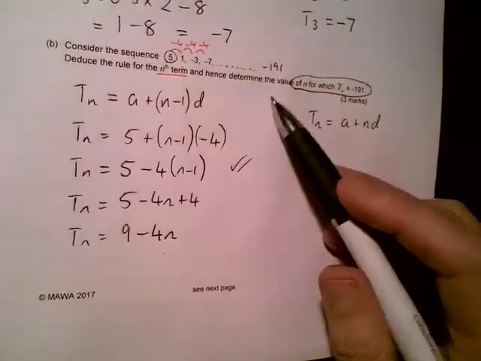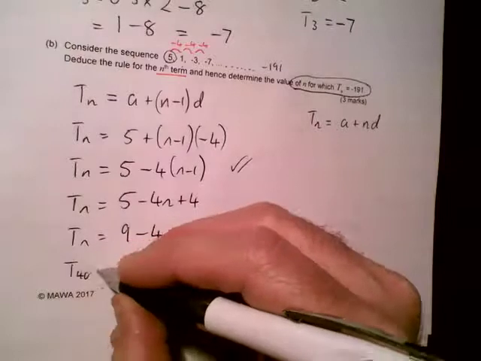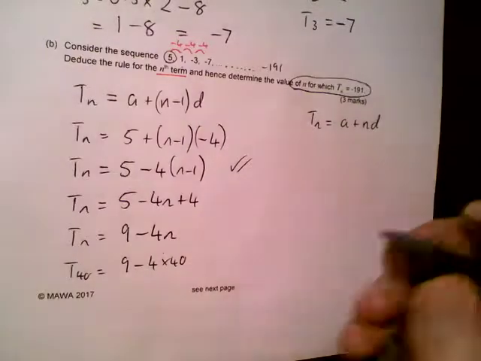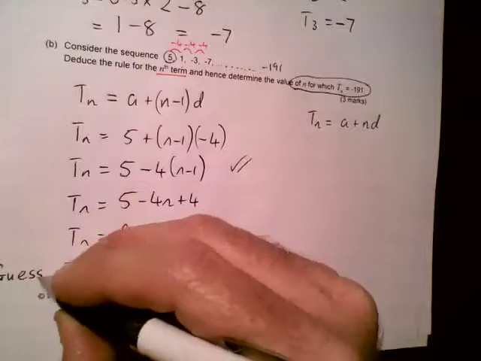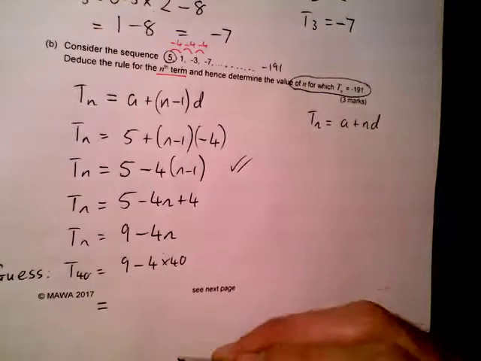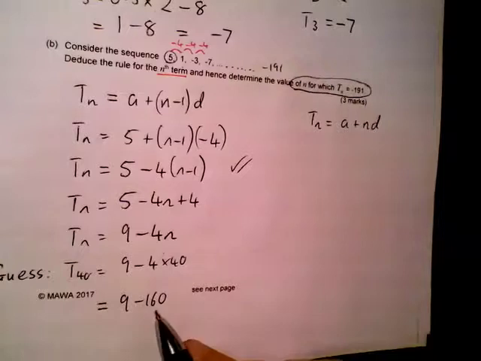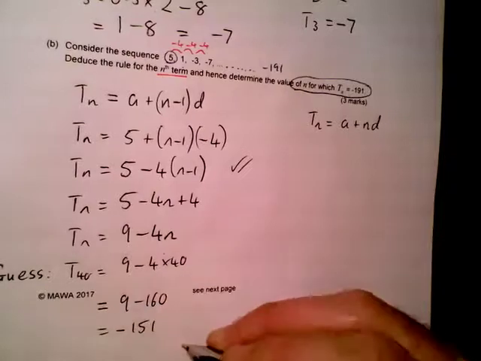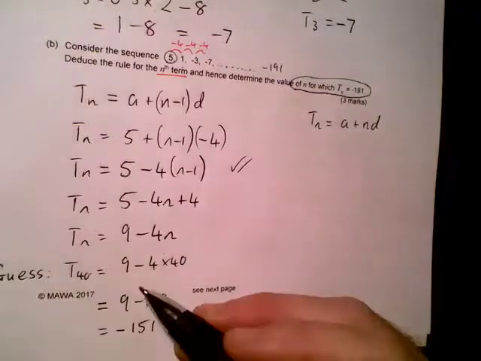So what you could do is maybe guess it and just say, look, I'm going to guess that it's the 40th term. So if it was the 40th term, you'd say T40 is equal to 9 take 4 times 40. So I'll just put guess next to that. T40 is 9 take 4 times 40. That'd be 9 take 160. You've got to be careful with your negatives here. 9 take 160, we're actually going down below 0. You'll get negative 151. And you can see that's not correct because we want to get down to negative 191. We need the n value to be quite a bit bigger.